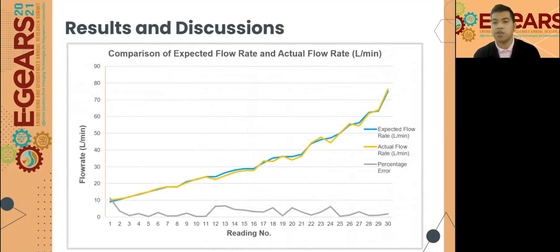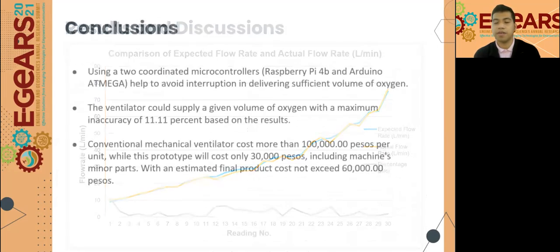This is the graph that shows the comparison of expected flow rate and actual flow rate and also the percentage error.